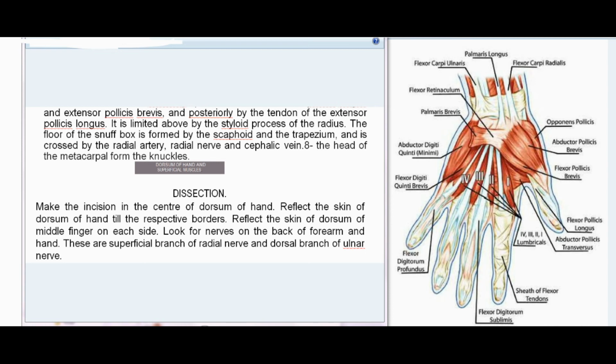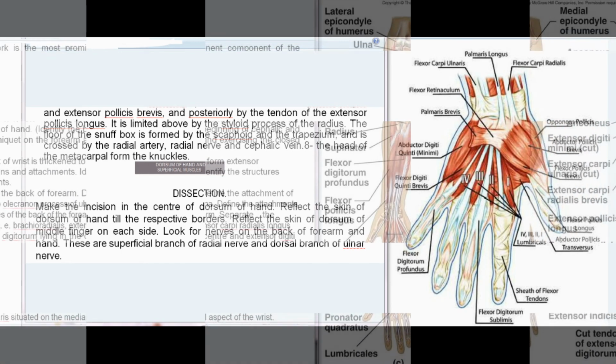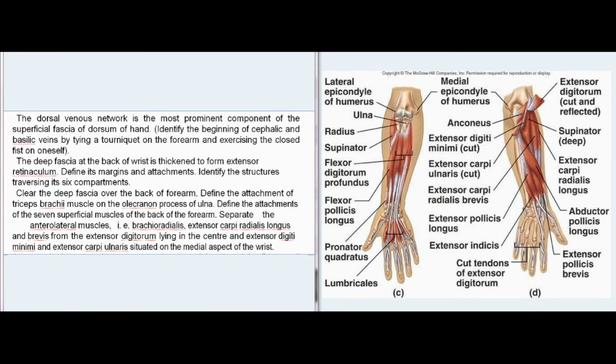Reflect the skin of the dorsum of the middle finger on each side. Look for nerves on the back of the forearm and hand. These are the superficial branch of the radial nerve and the dorsal branch of the ulnar nerve. The dorsal venous network is the most prominent component of the superficial fascia of the dorsum of the hand.